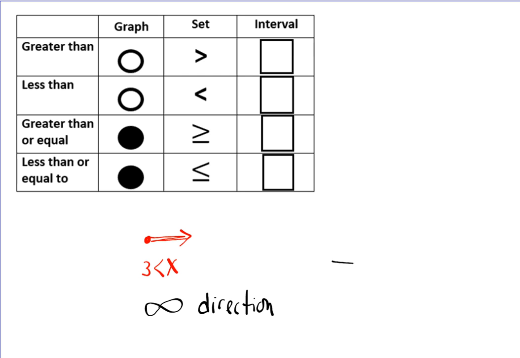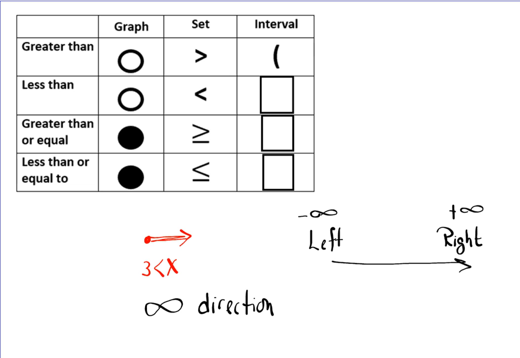Okay, on a number line, if I'm going right forever, I'm going to positive infinity. If I'm going left forever, I'm going to negative infinity. So those are directions, and we need those when we're dealing with inequalities, especially in interval notation. What matches up to an open dot is a parenthesis next to the endpoint. What matches up to a greater than or equal to, or a closed dot, is brackets.